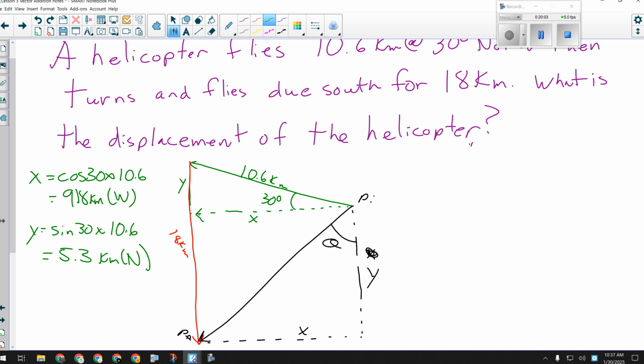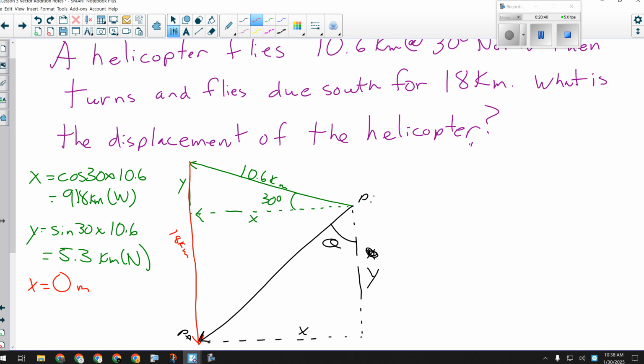Now, for the 18-kilometer line, how far east or west do I go when I go 18 kilometers south? If you go due south, do you go east or west? No. That's why there's no triangle for that line. It's simply south, that's all. So the x component, the east or west amount, is 0, because you don't go east or west if you're going due south. You're just going south.